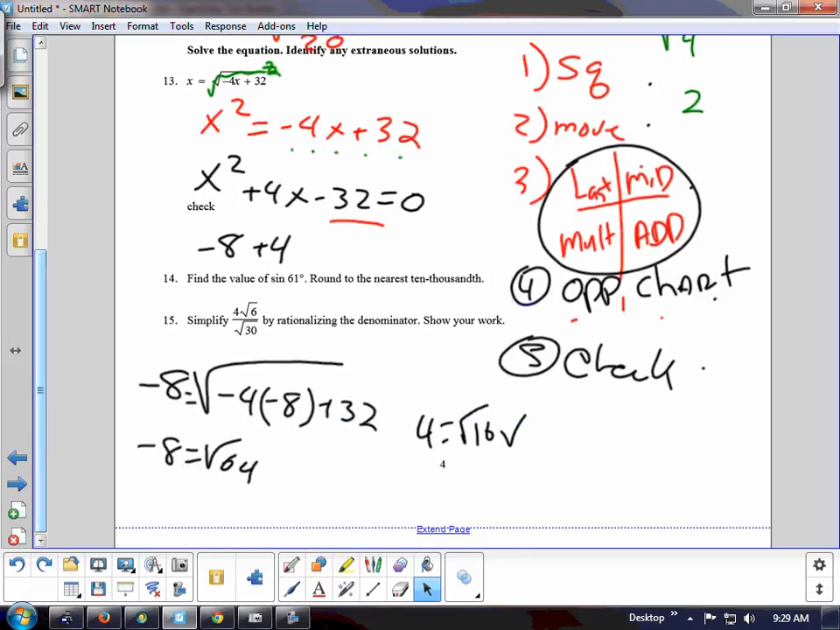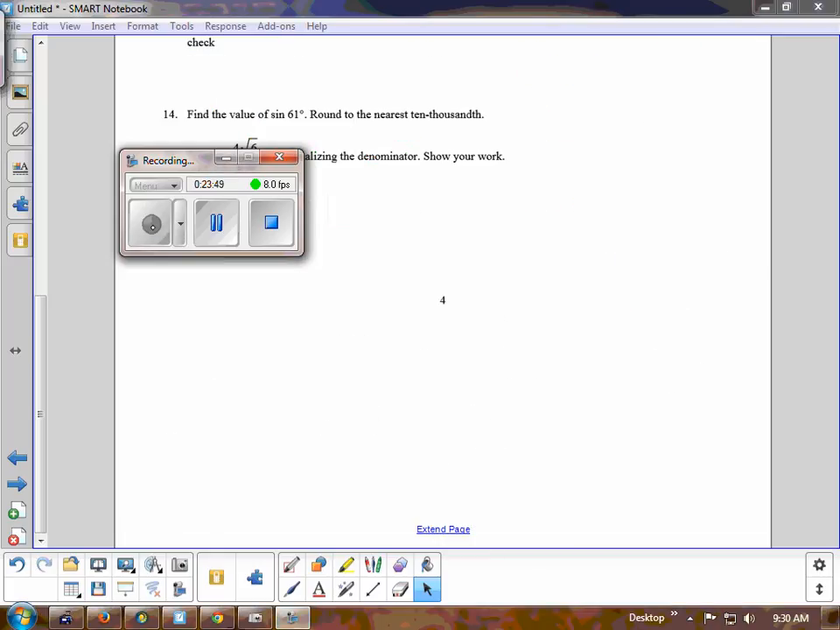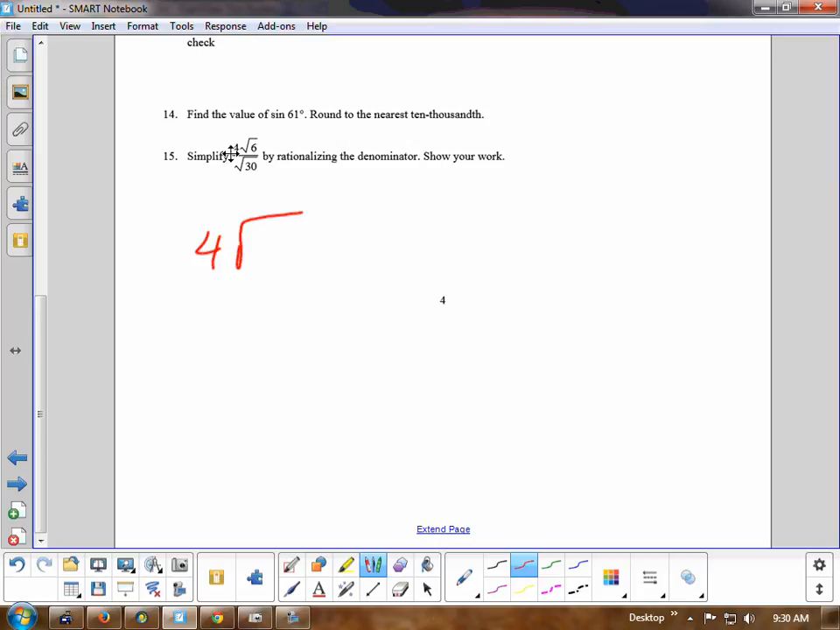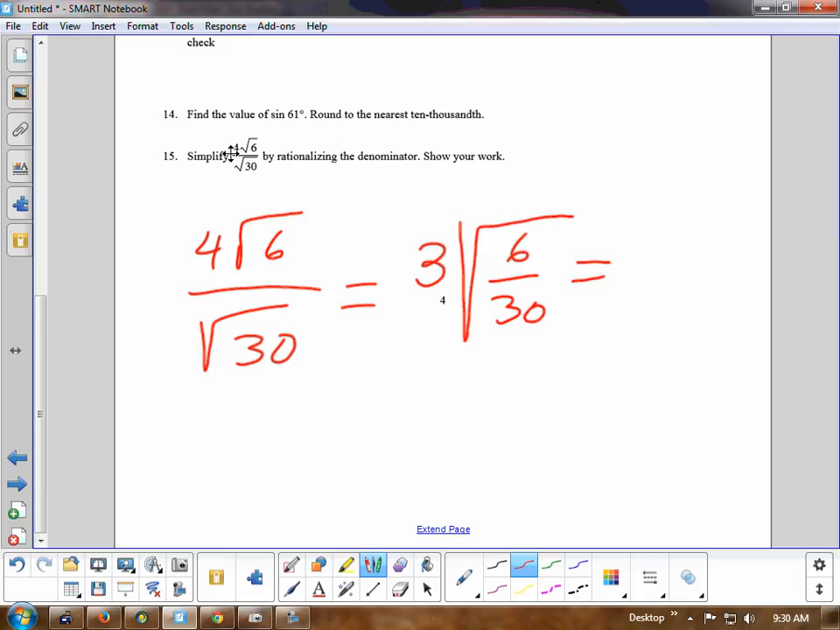Number 14, put it in your calculator and get an answer. All right, I'll wait for a second. Looking at number 15. Okay, you have to know that this can be changed to a fraction, which turns into 3 times 1 over 5, like this. And that comes back to 3 over radical 5.